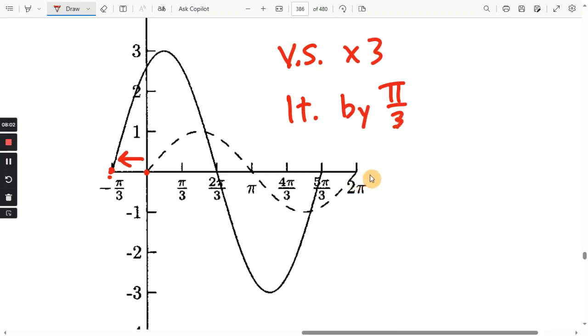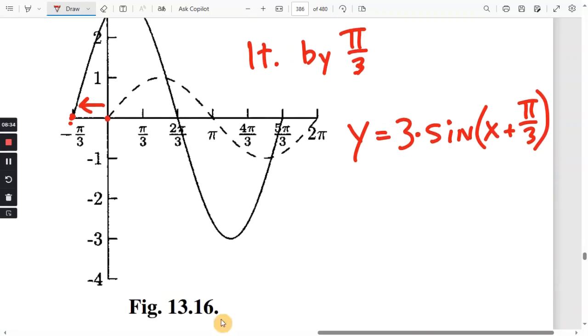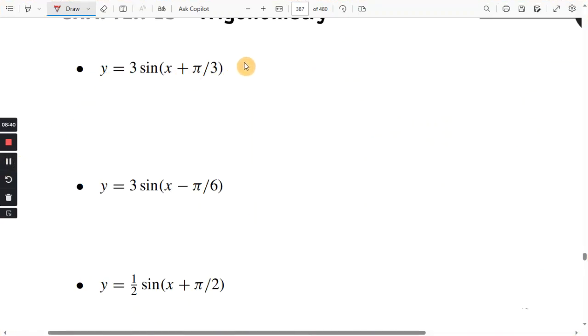All right, see if you can write the equation. Start with the original sine function, sine of x, and see if you can write the equation, please. All right, vertical stretch times 3. We're going to multiply it by 3. And it shifts left by pi over 3. So in other words, it's going to be plus pi over 3. When you go left, you add. All right, so we need to look for this function, 3 sine of x plus pi over 3. And that's going to be 13.16. Okay, right here, this is 13.16.